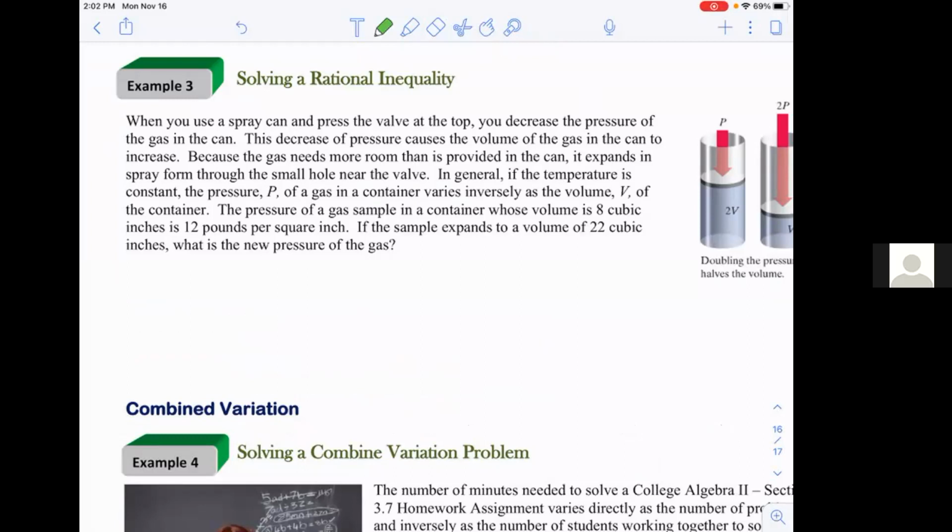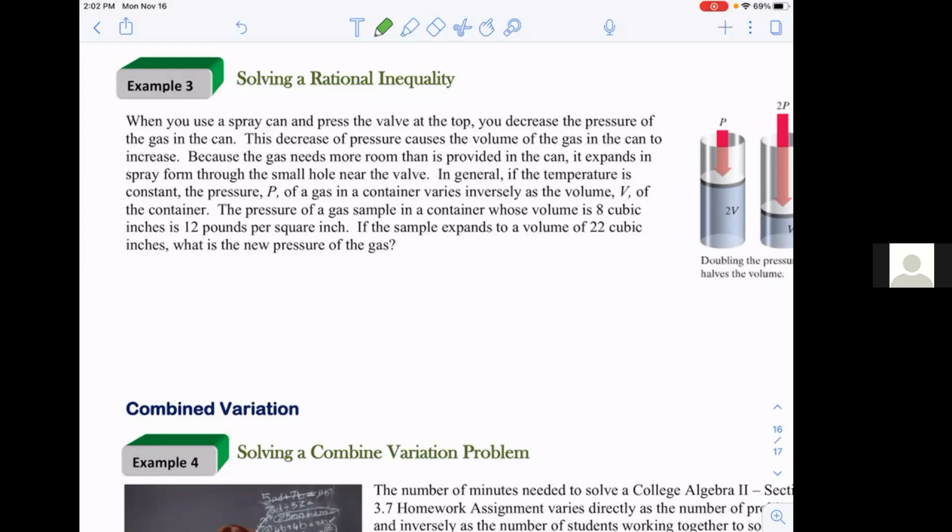So when you press the spray can, it decreases the pressure in the can. So therefore, for everything to remain equal, it causes the volume of the gas to increase. There we go. All right.